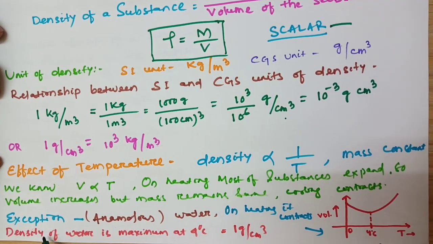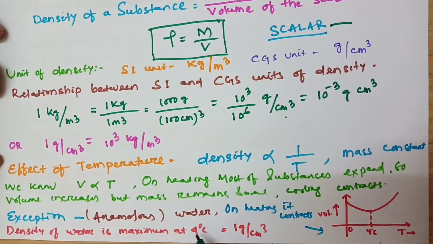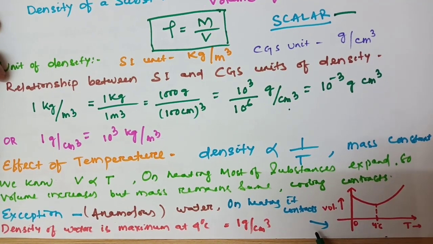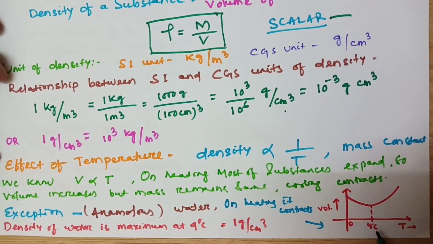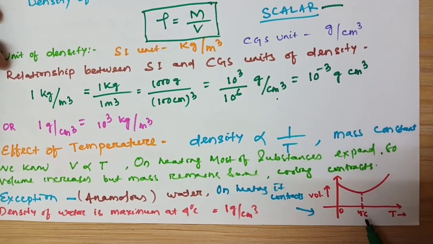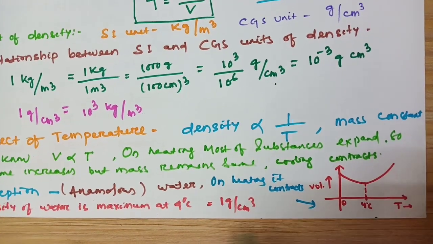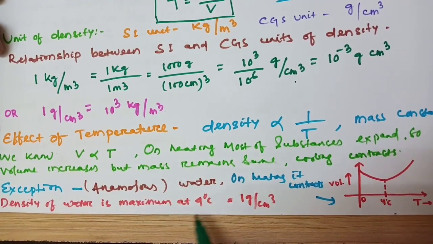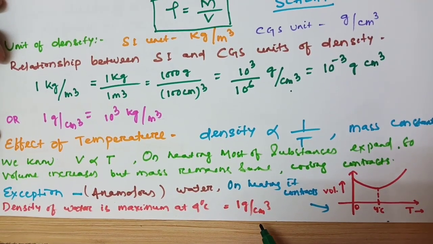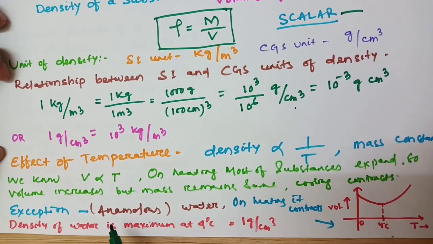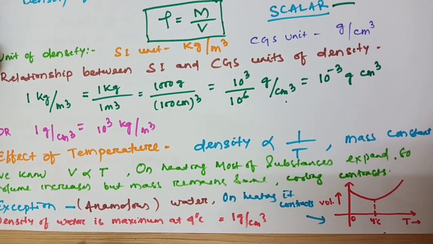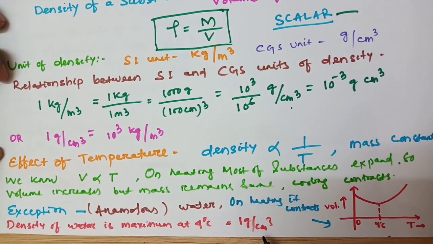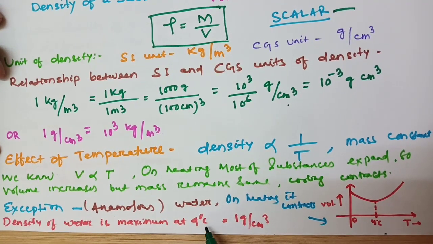But there is one exception case, for water. Water shows anomalous behavior. On heating from 0 to 4 degrees, it contracts, so at 4 degrees its volume is least. So at 4 degrees it has maximum density. The density of water is maximum at 4 degrees, that is 1 gram per cubic centimeter. Don't forget this, remember this exception case of water. The maximum density of water is 1 gram per cubic centimeter at 4 degrees centigrade.